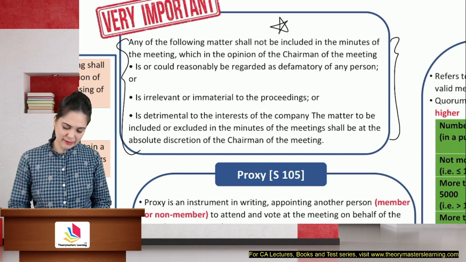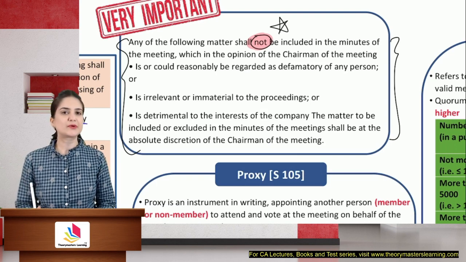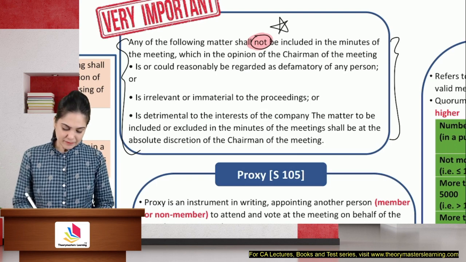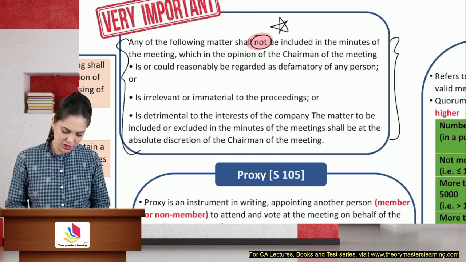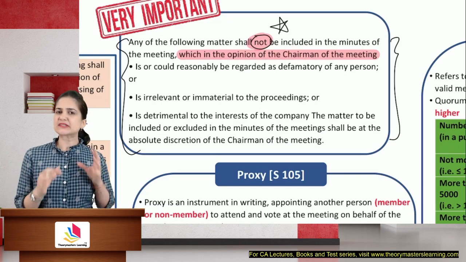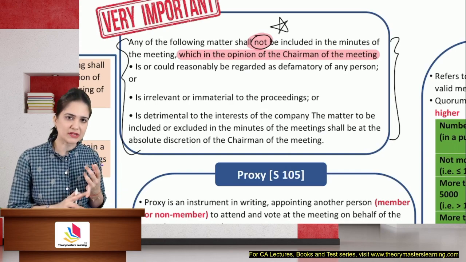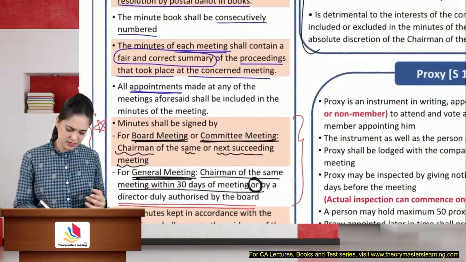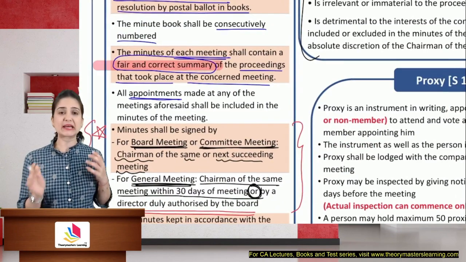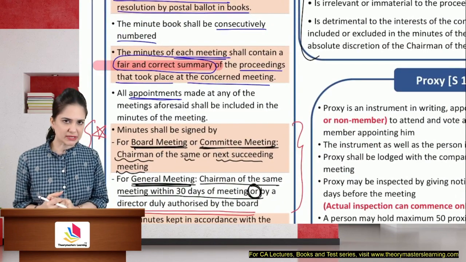Any of the following matters shall not be included. Okay, I'm highlighting the word not. It will not be included in the minutes if, in the opinion of the chairman, it falls in these categories. Now, what is the story behind this? We discussed that the minutes book should contain a true and fair summary. It should contain a fair and correct summary, a true summary of whatever was transacted in the meeting.